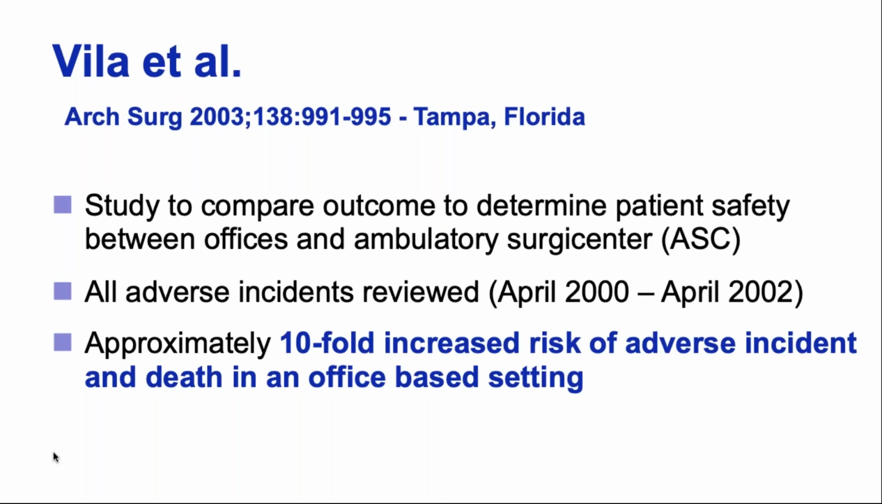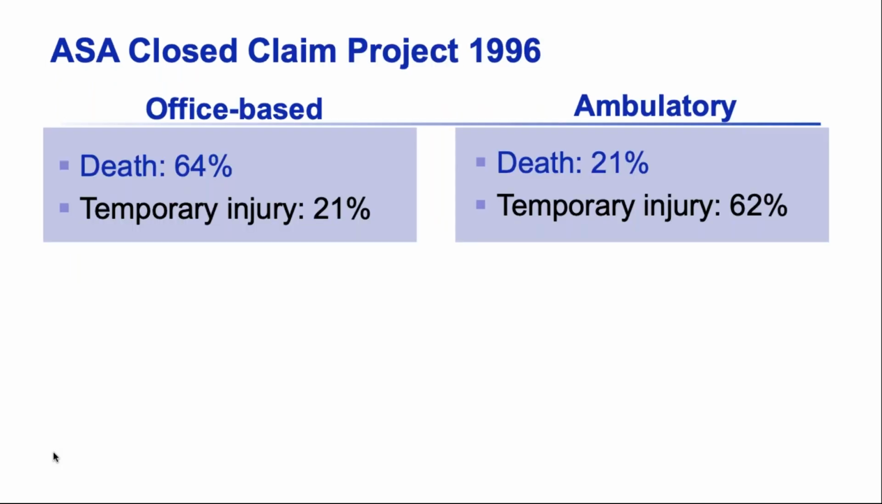Hector Vila started the safety movement in office-based anesthesia in 2003 when he did a study published in Archives of Surgery to compare outcomes between offices and ambulatory surgery centers. And what they found is that there was a tenfold increase in adverse events and deaths in the office. Years later, he commented that the numerator was due to both accredited and unaccredited offices, and the fact remained that each state had different risk factors in terms of the reporting of the data.